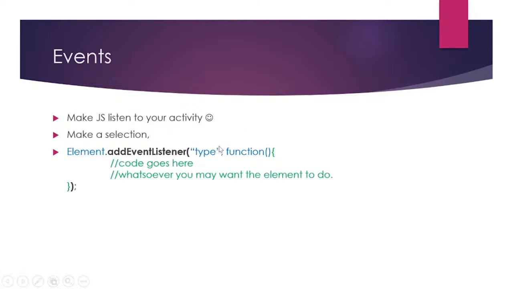So in the type portion, you're just going to specify click or hover or anything like that, and this is the callback function, and this is what it does when you click on it or when you hover it. This particular function runs when a particular event is heard by JavaScript. And element is obviously a selection.